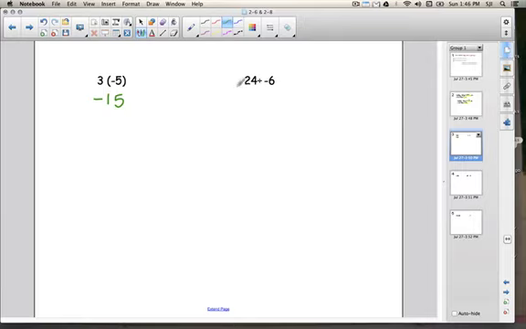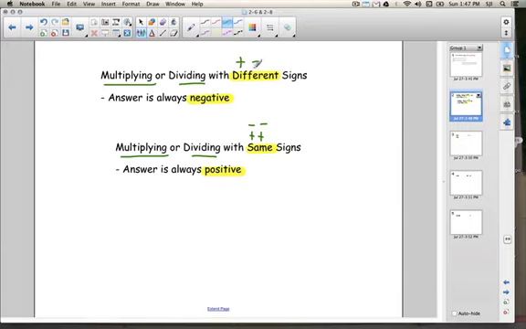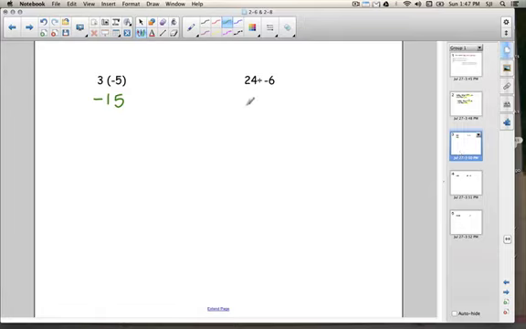Let's take a look at this one. Here we have positive 24 divided by negative 6. That means we have two different signs. So let's go back right here. Different signs. One's positive and one's negative. That means our answer is going to be negative. The very first thing that I'm going to write down is that negative sign. Now I just need to go 24 divided by 6 is going to be negative 4.